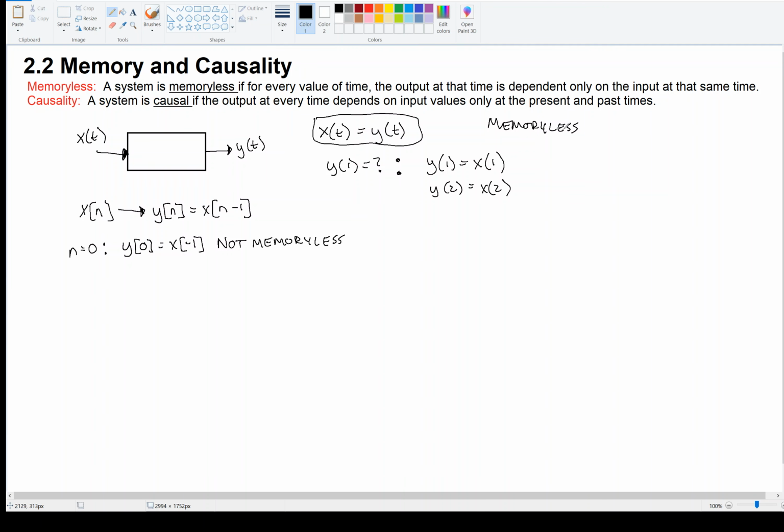When you disprove a property, all you have to do is give one counterexample. y of 0 is equal to x of -1. Because I need the input at -1 to get the output at 0, that's not memoryless. To prove the property, though, you have to show that it's true for all values of time. In this case, for the output y of t, I only need x of t, so that's clearly memoryless. Okay, what about a time advancement?